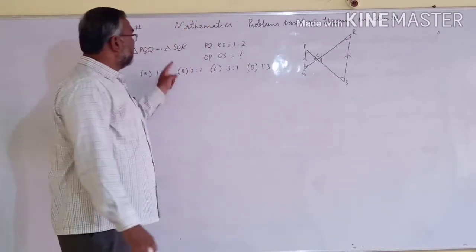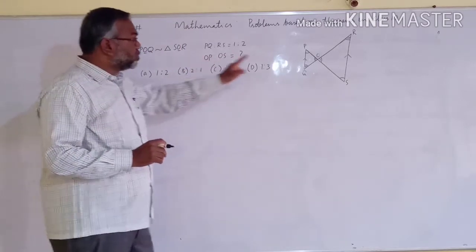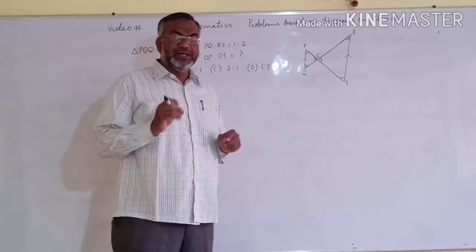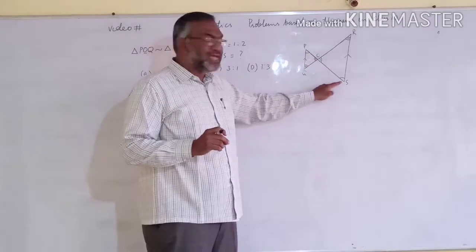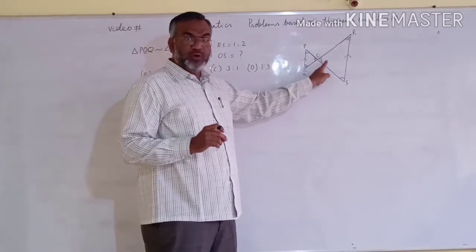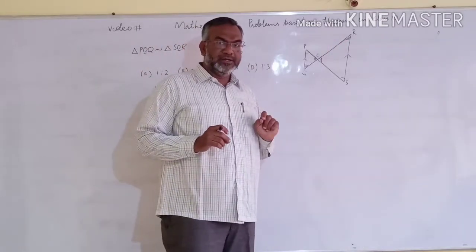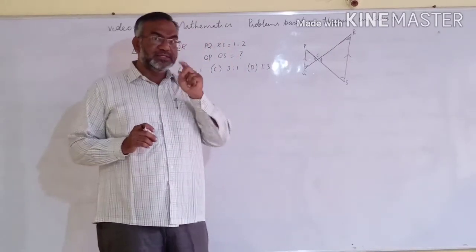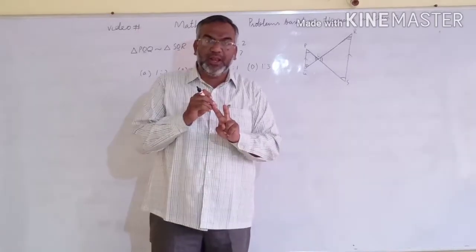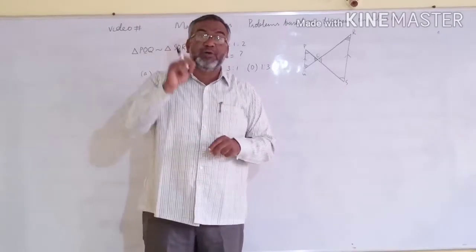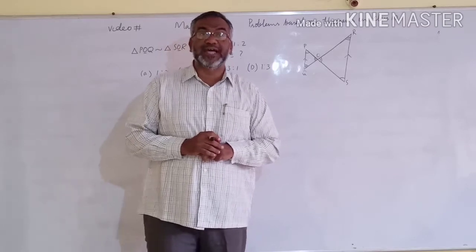Now, we have already seen these two triangles are similar. It means their corresponding angles are equal. Angle P is equal to angle S. Angle O is equal to angle O. Angle Q is equal to angle R. For similar triangles, there are two conditions. One, their corresponding angles are equal, and second, their corresponding sides are in the same ratio.